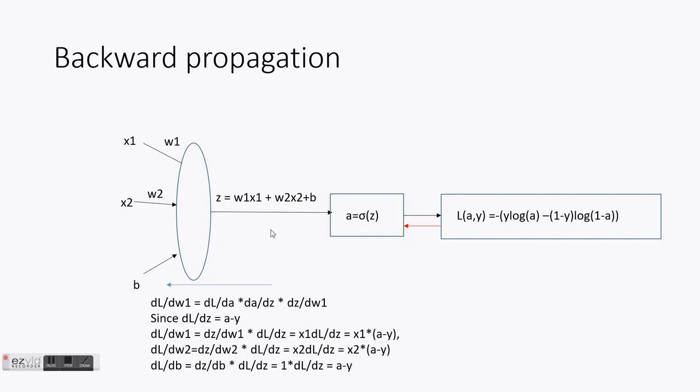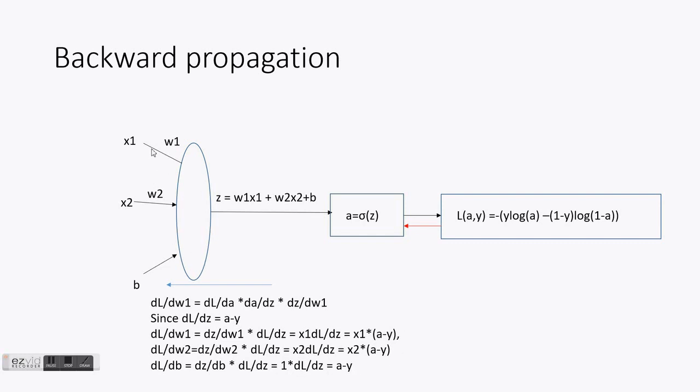And dz by dw2 is, this becomes constant, so it will be basically x2 into dL by dz, and dL by dz is a minus y, so it is x2 into (a minus y). And dL by db is equal to dz by db into dL by dz, and dz by db, these two become constant, so it becomes db by db, which is 1, so it's 1 into dL by dz, which is a minus y. So these are the three terms.